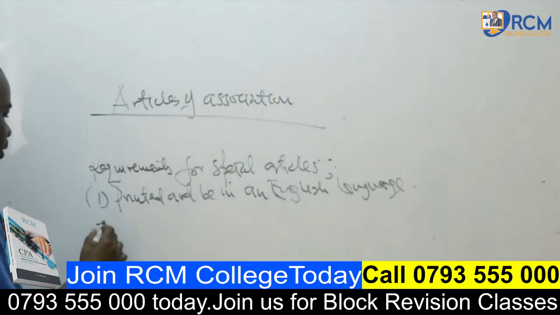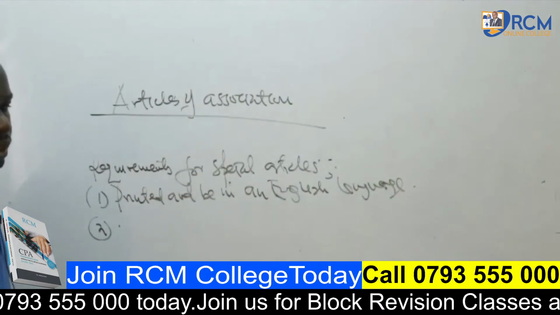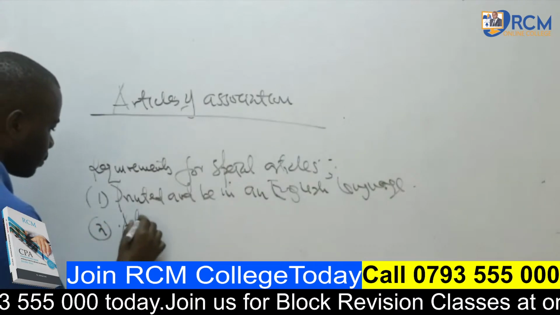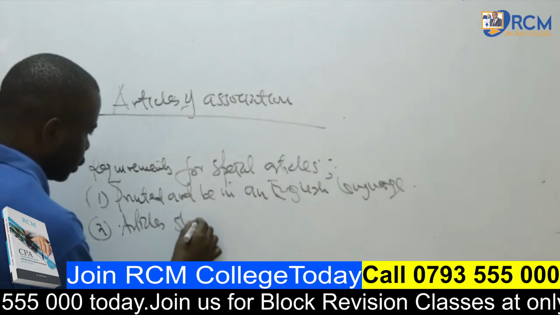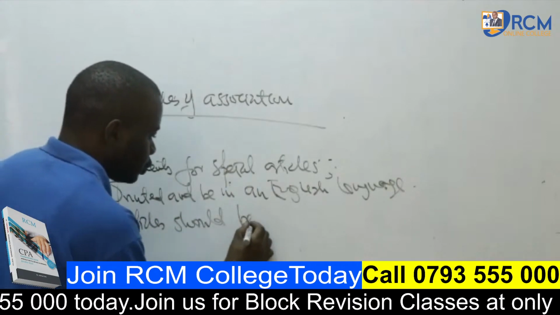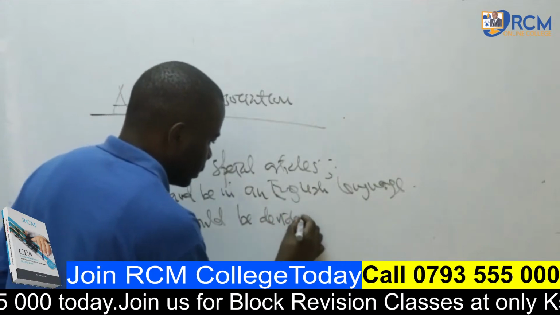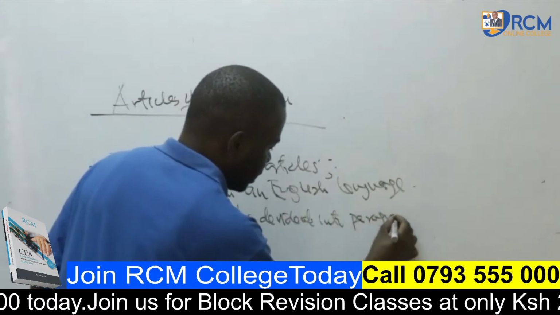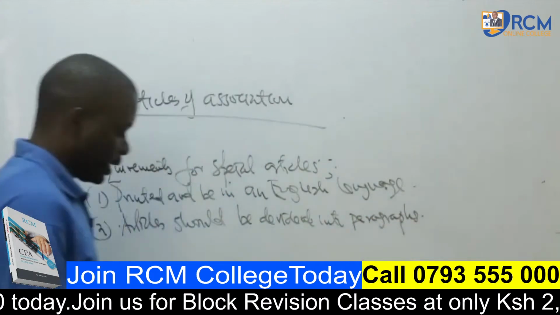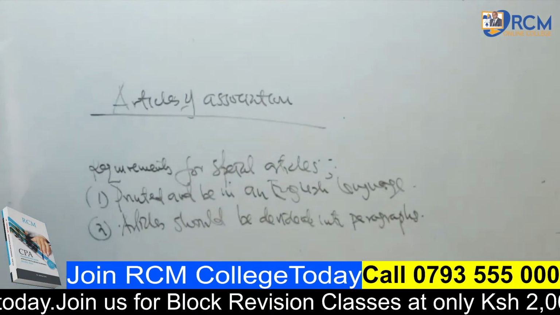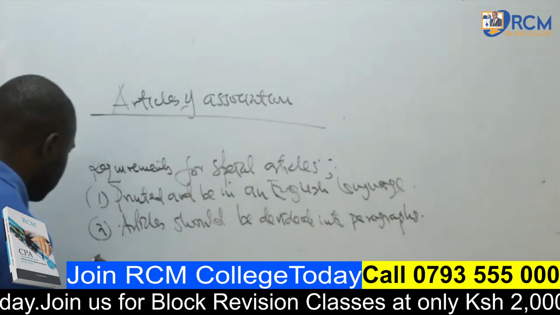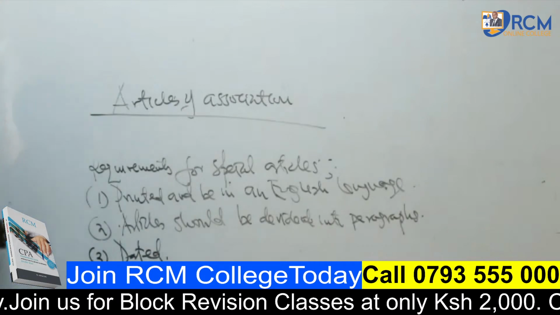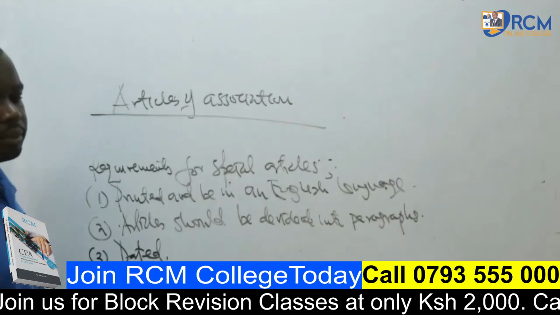Then number two, these articles of association should be divided into paragraphs. Another thing, the articles should be dated. They should have a date under which they were prepared.